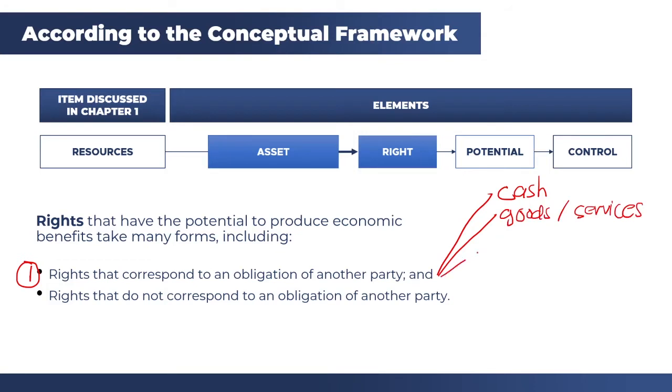The third one, right to exchange economic resources with another party on favorable terms. Again, right to exchange economic resources with another party on favorable terms. The fourth one and the last one, right to benefit from an obligation of another party to transfer an economic resource to you if a specified uncertain event occurs.